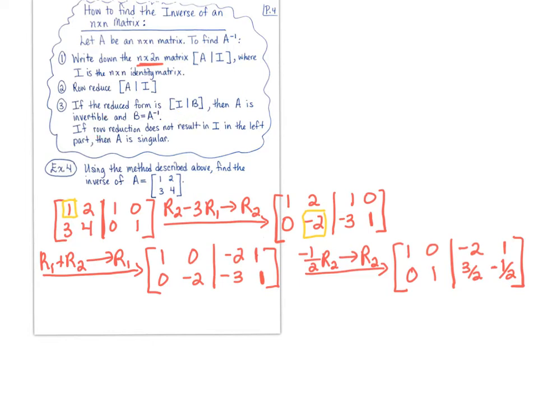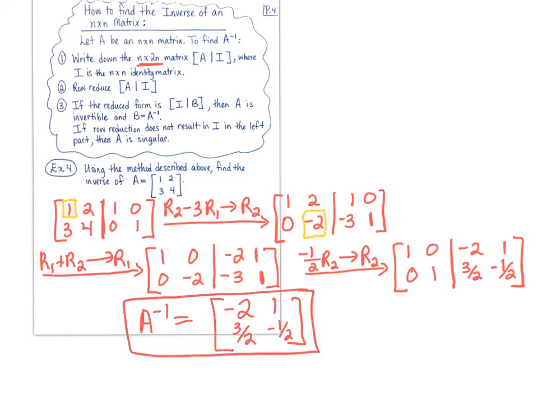So what can we say? You did all of that to say what? One on the right is the inverse? Yes, this is our inverse right here. So we can say A inverse is equal to the 2 by 2 matrix negative 2, 1, 3/2, negative 1/2. That's the inverse of our matrix A.